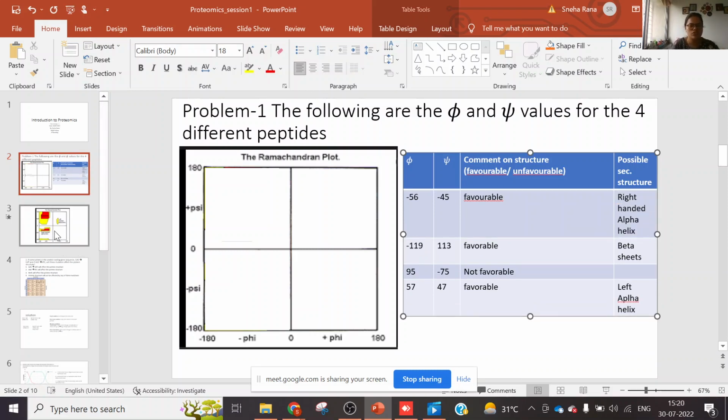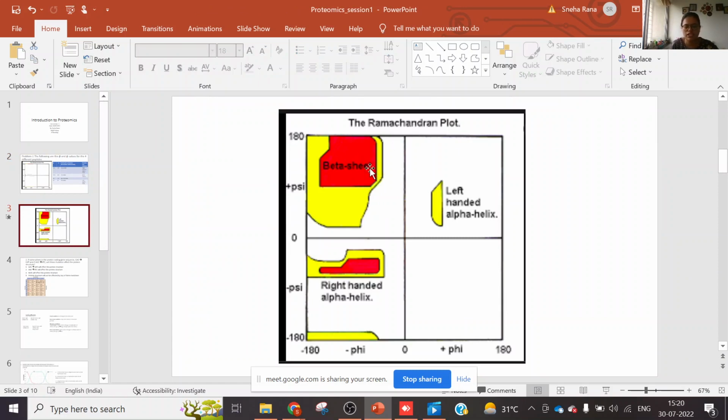I'll just show you this diagram. This is a classic diagram which shows the favorable regions, and the white region shows forbidden areas. These are sterically not possible for a particular peptide sequence to adopt a secondary structure in these areas.